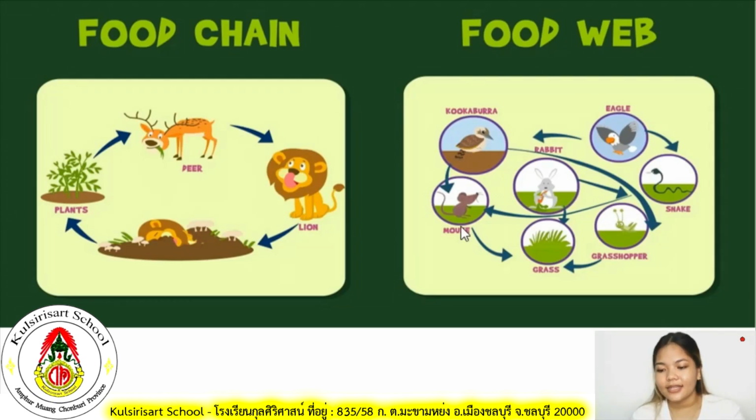Now, on the right-hand side of your screen, you can see there a food web. Again, a food web is a series or a combination of the different food chains, okay? So we have there the grass as the producer, the grasshopper, the snake, the eagle, the kookaburra, and the mouse, okay? So this is the difference between a food chain and a food web. A food chain is basically a simple linear relationship of animals and organisms or plants in an environment. Now, a food web is a combination of different food chains, okay? I hope that you already understand the difference between a food chain and a food web.